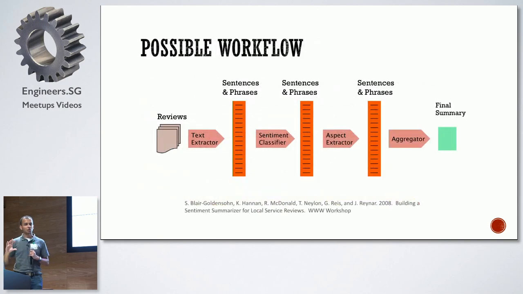A possible workflow, something that I took from a paper, would be similar to what Dr. Andrews showed earlier. We could do a text extraction, then train a sentiment classification, then extract aspects out of those trained sentiments, and finally aggregate those and provide a final summary of the actual sentiment. So this is a possible workflow that could be followed, and it is also generally followed when you build a large-scale sentiment analysis engine.